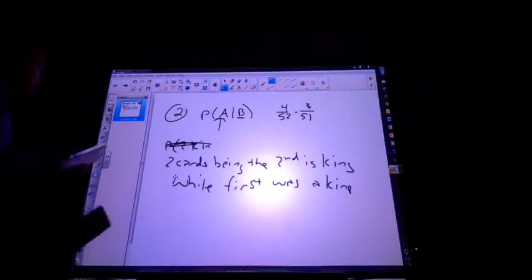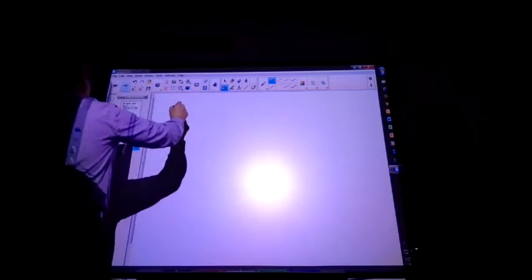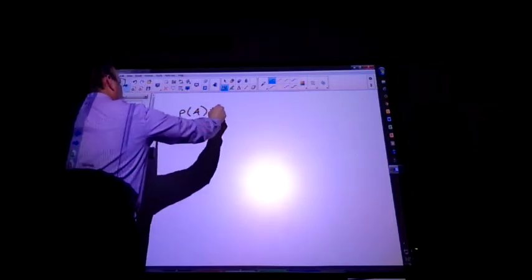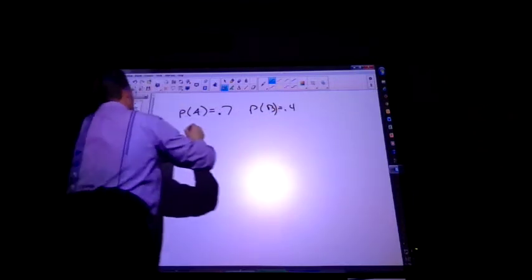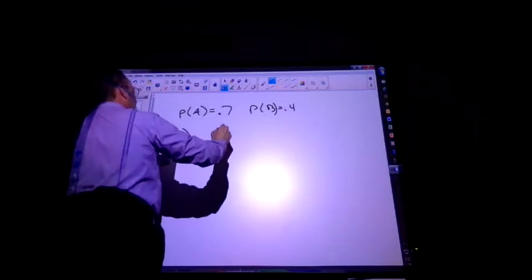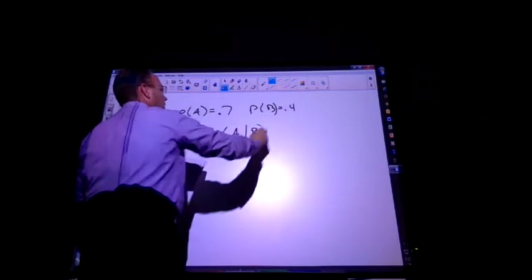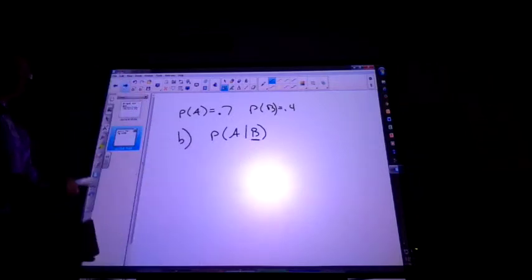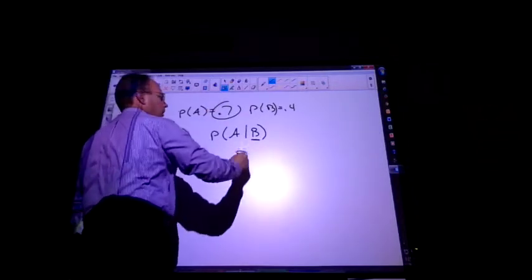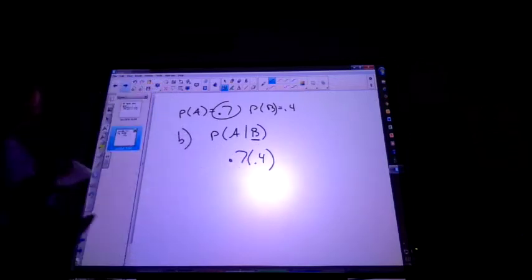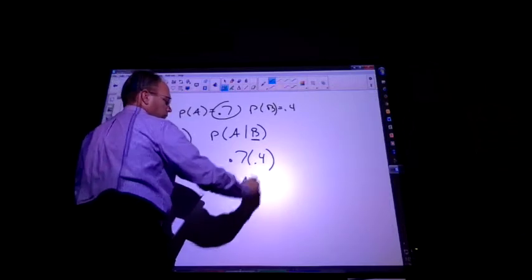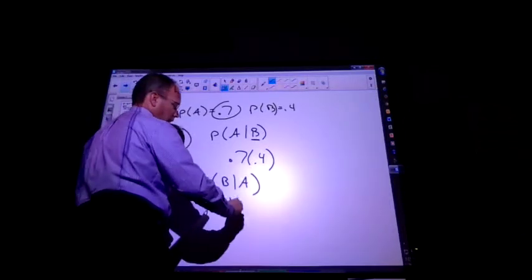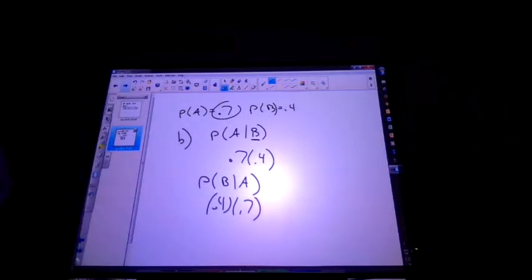Okay, so number 2: the probability of event A is equal to 0.7. The probability of B is equal to 0.4. Section B says, find the probability of A such that B. So we want to know the probability of that happening, given this already happened. So it's going to be 0.7 times 0.4. And then the opposite way is going to be 0.4 times 0.7. You're like, well, that's the same thing. Exactly. In that case, that's all it is. So 0.28.